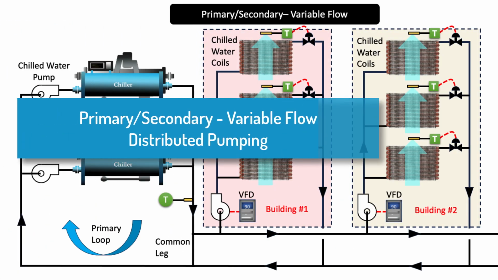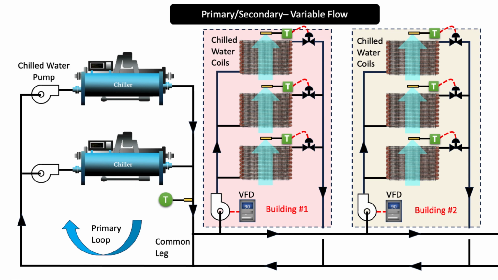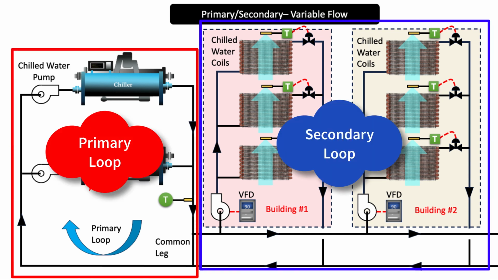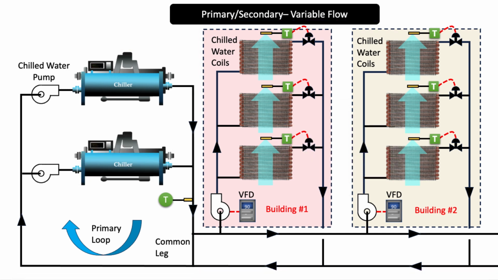Primary secondary with distributed pumping. In a primary secondary variable flow chilled water system with a distributed pumping arrangement, the operation involves 2 separate loops, a primary loop and a secondary loop. The design is often employed in larger and more complex chilled water systems, including when there are more than one building involved. Here's an overview of how the system typically operates.